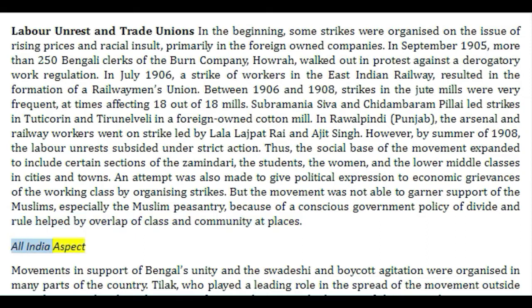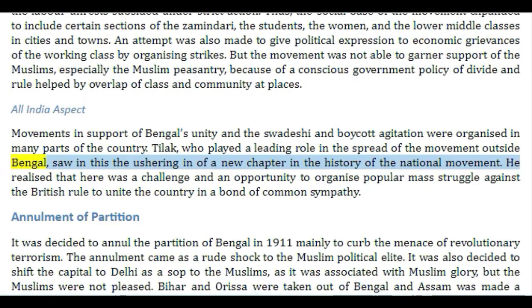All India aspect. Movements in support of Bengal's unity and the Swadeshi and boycott agitation were organized in many parts of the country. Tilak, who played a leading role in the spread of the movement outside Bengal, saw in this the ushering in of a new chapter in the history of the national movement. He realized that here was a challenge and an opportunity to organize popular mass struggle against the British rule, to unite the country in a bond of common sympathy.